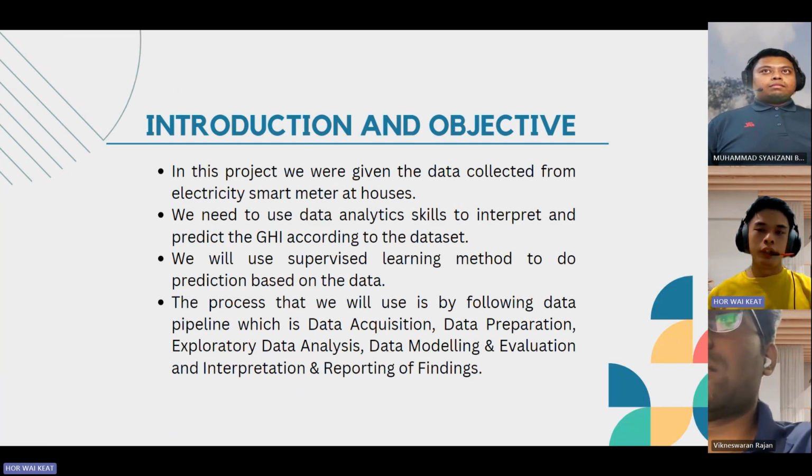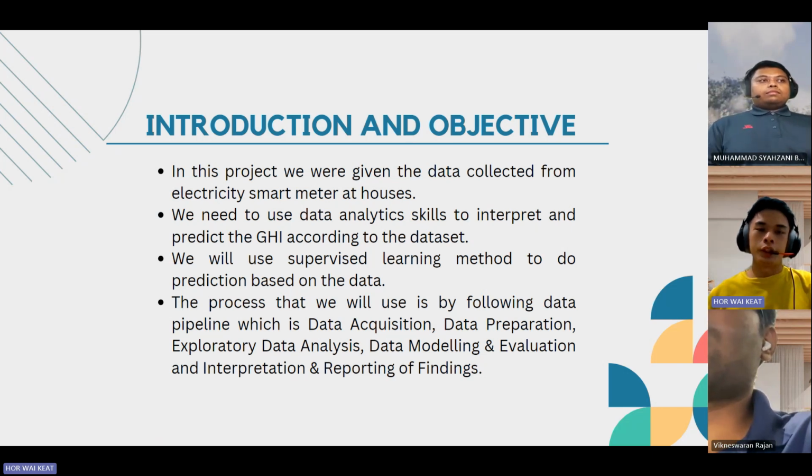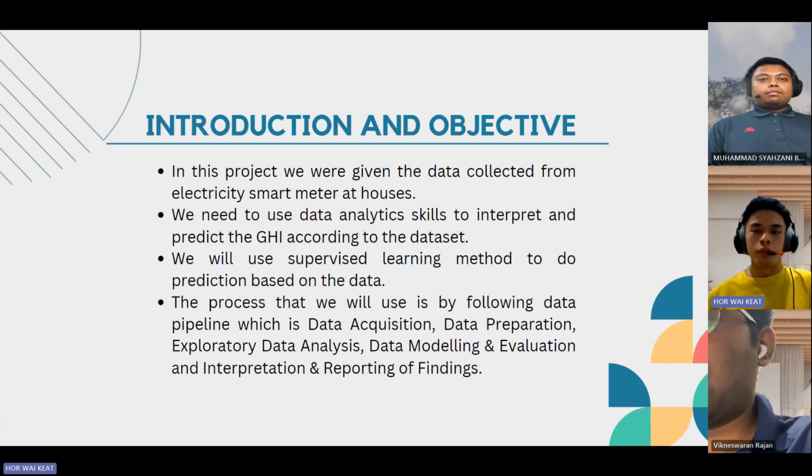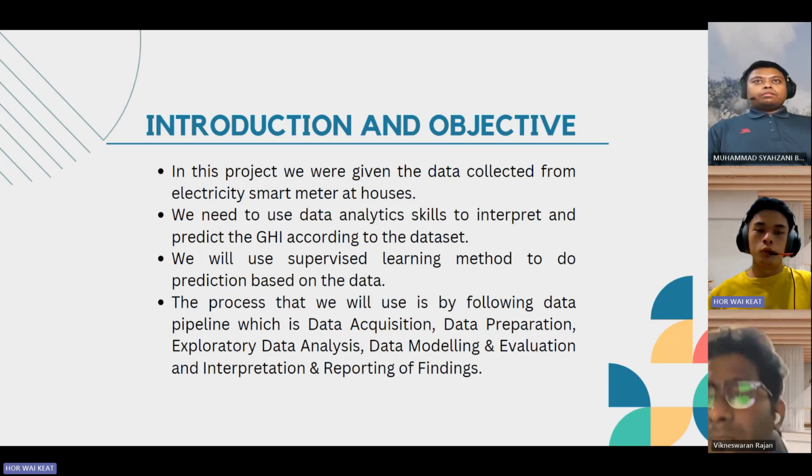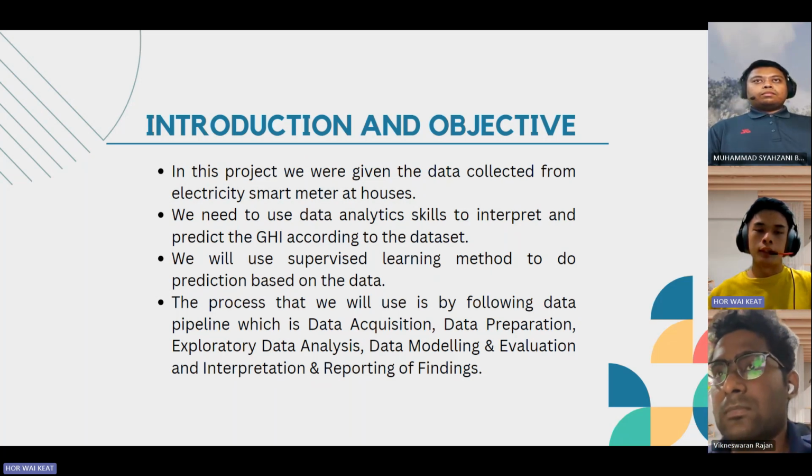In this project, we're given the data collected from electricity smart meters at houses. We are required to predict the GHI according to the data set using the data analytics skills that we have learned in the class. We'll use the supervised learning method to perform the prediction, since we know the target variable, which is the GHI.